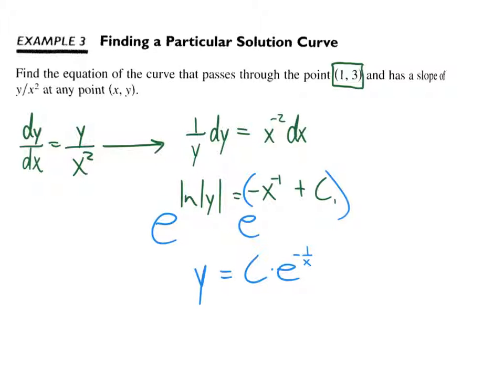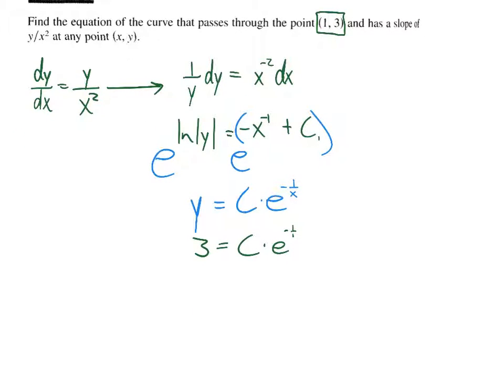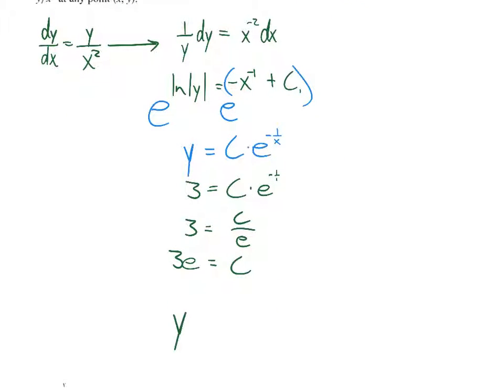Now I want it to hit the point 1, 3, so I'm plugging in 1 for x, so it's c times e to the negative 1 over 1 equals 3. Okay? So that's e to the negative 1, or c over e, equals 3. So c is 3e. Okay? And that means y is 3e times e to the negative 1 over x.